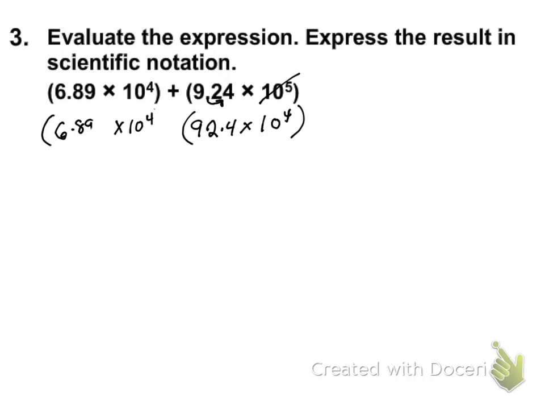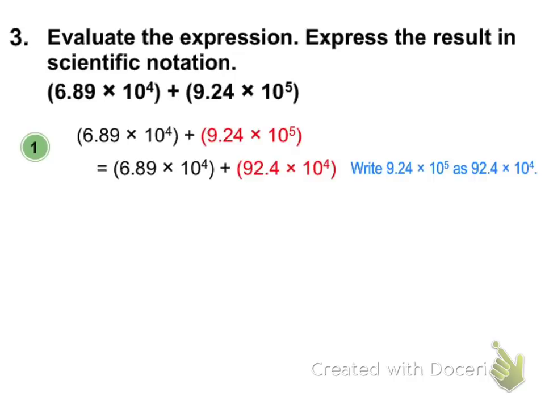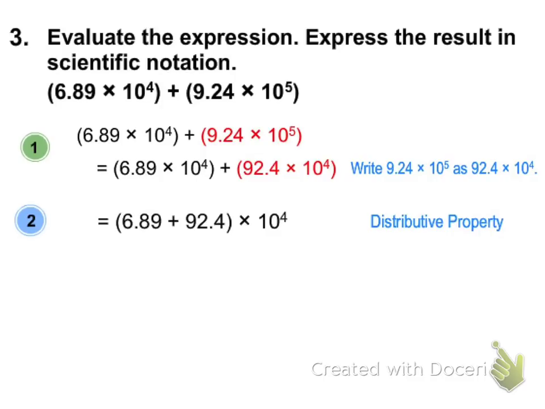Now that they're both being multiplied by the same common base, what we can do is add the two decimals, 6.89 plus 92 and 4/10, and then multiply them both by 10 to the 4th power. So we're going to add those up, 6 and 89/100 and 92, and then we end up with 99 and 2900ths times 10 to the fourth.